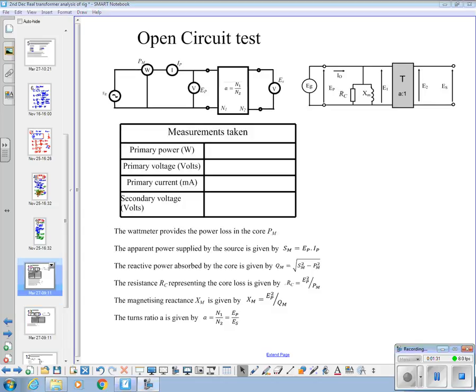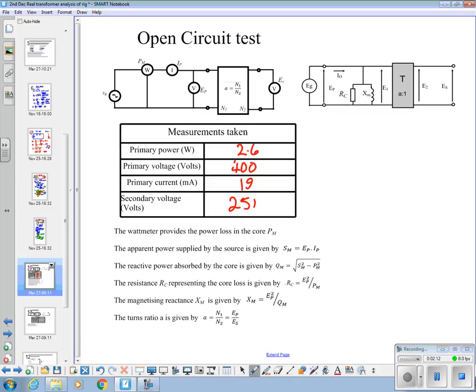Right, just for completeness, we'll fill this in. What did we get on open circuit tests for primary power? 2.6 watts. And the voltage we set at 400, didn't we? Primary current in milliamps was 19. And the secondary voltage 251 volts.